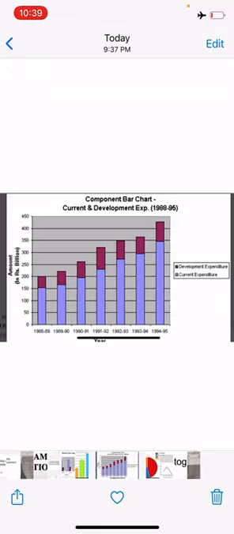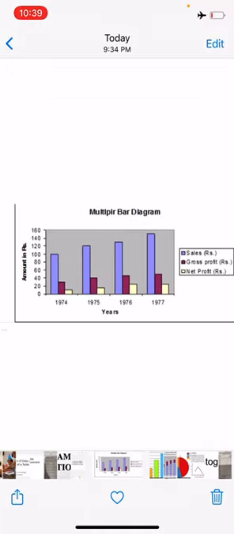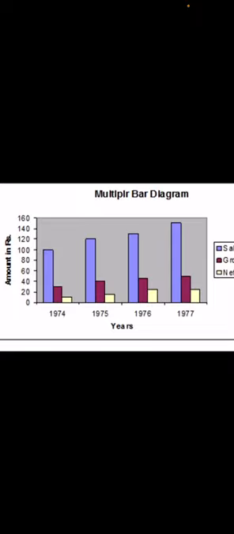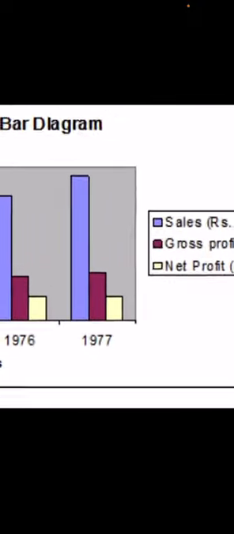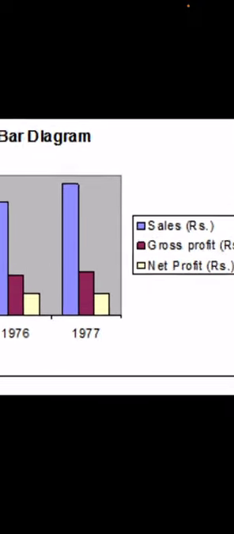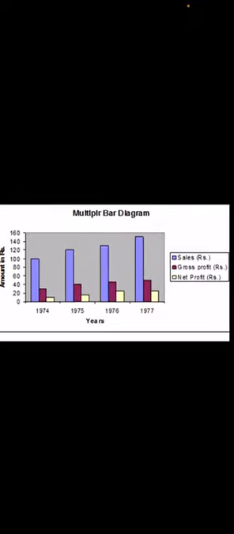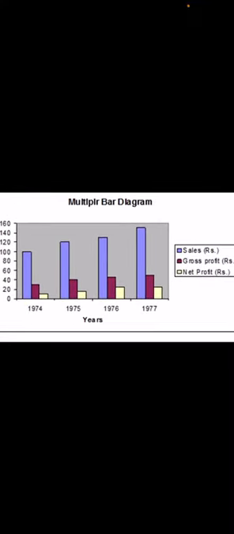Now we will see what is a multiple bar diagram. Multiple bar diagrams are used for comparing two or more sets of data. For example, income and expenditure, or import and export for different years, marks obtained in different subjects in different classes, etc. Here you can see sales and gross profit of a particular year, and also the net profit: sales, gross profit and net profit.